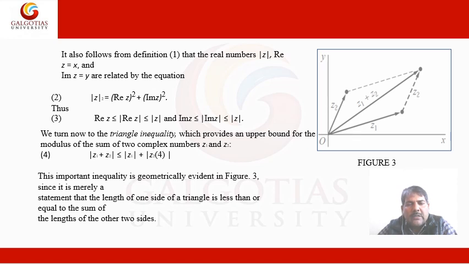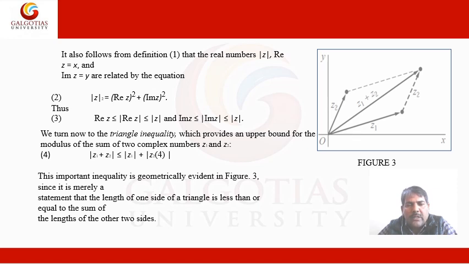Mod of z square is equal to real part of z square plus imaginary part of z square. Thus, real part of z is less than or equal to mod of real z, which is less than or equal to mod of z, and imaginary part of z is less than or equal to mod of imaginary part of z, which is less than or equal to mod of z.